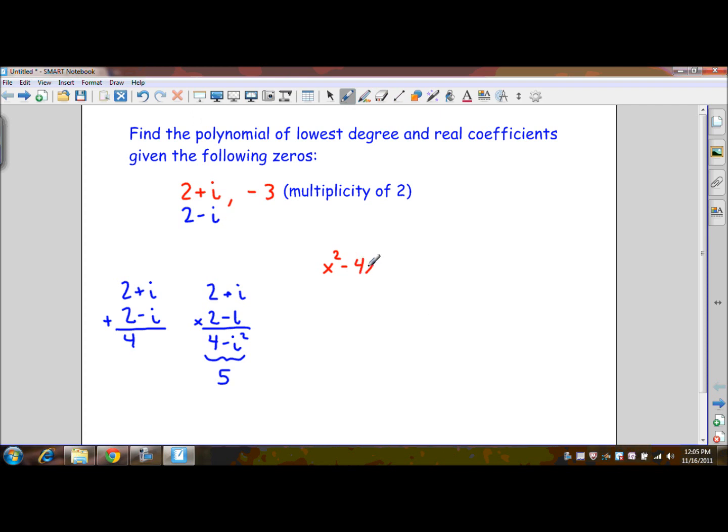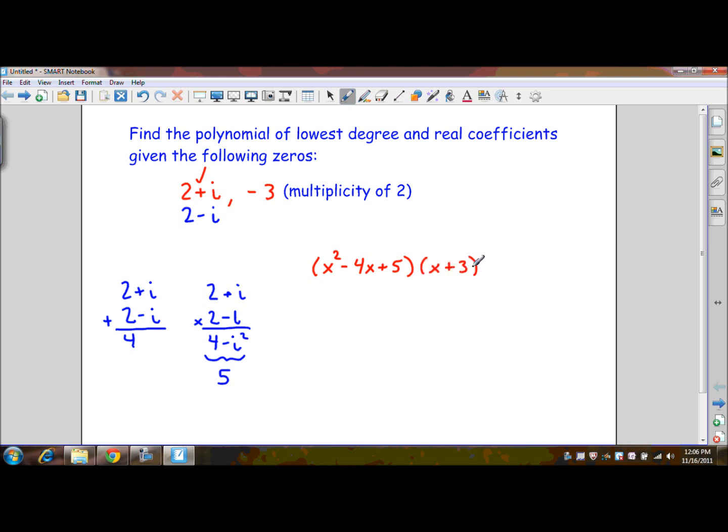So what I've just created there is the polynomial x squared minus 4x. Oh, sorry about that. Let me rewrite that. So x squared minus 4x plus 5. Again, take a look back at the explanation of x squared minus the sum plus the product if you're unsure about that. So I've taken care of these two, so I'm going to put a check here.